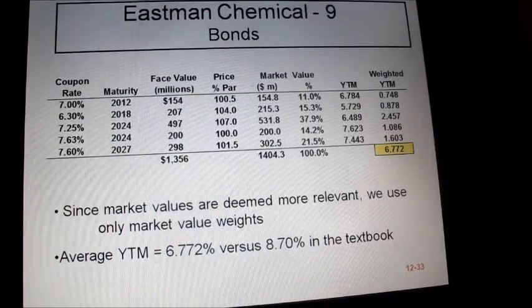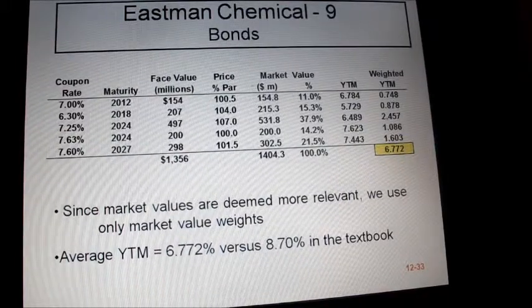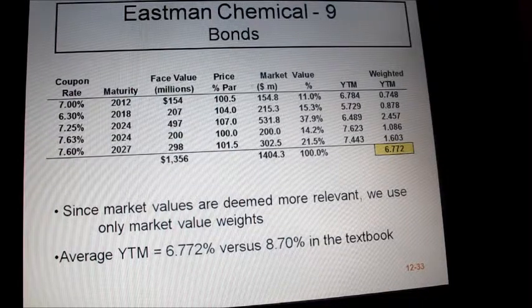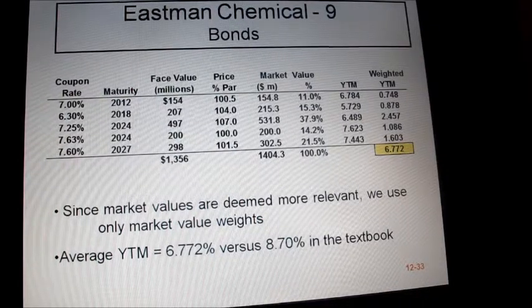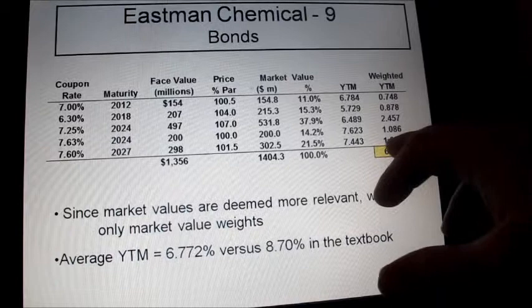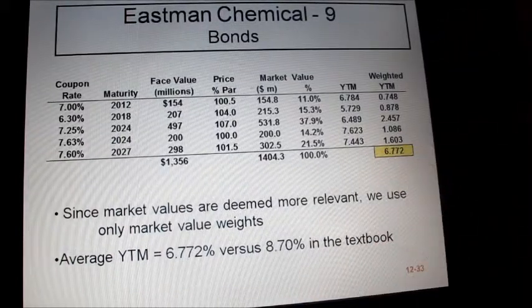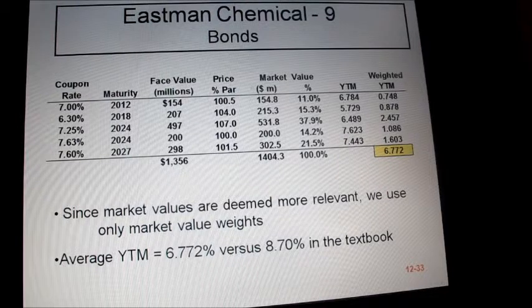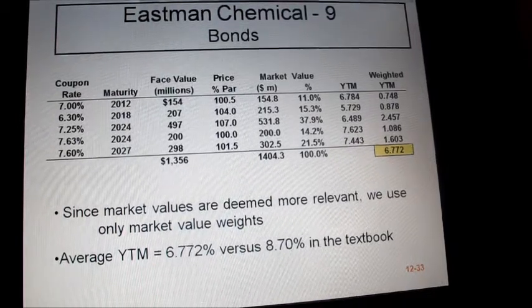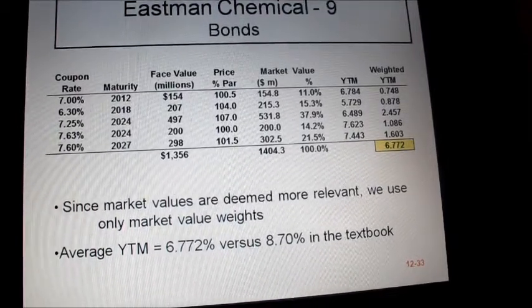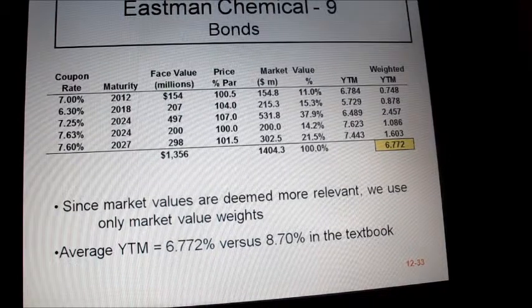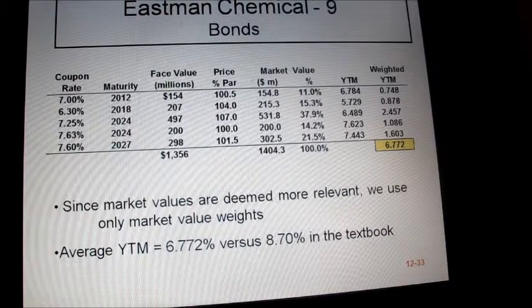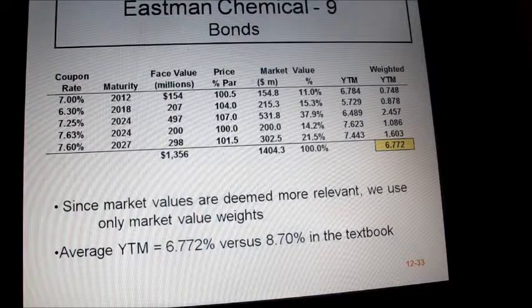So we have some bond information here. We have coupon rates, maturity, face value information, market value information, and then a weighted yield to maturity. Since market values are deemed more relevant, we're going to only use market value weights here. And we're going to use an average yield to maturity. This is all just information that they would be using in order to compute the cost of debt. This is not necessarily relevant at all for your quiz, by the way.